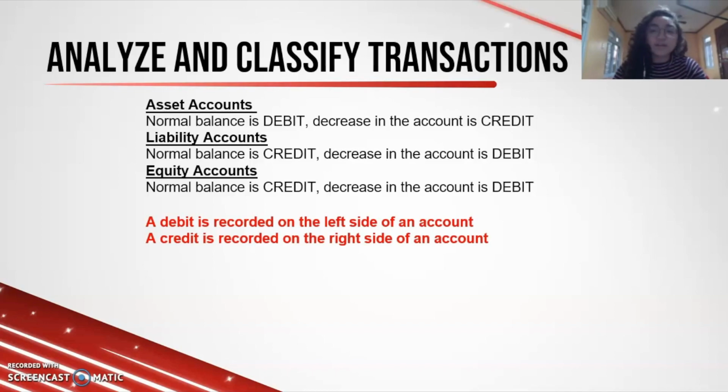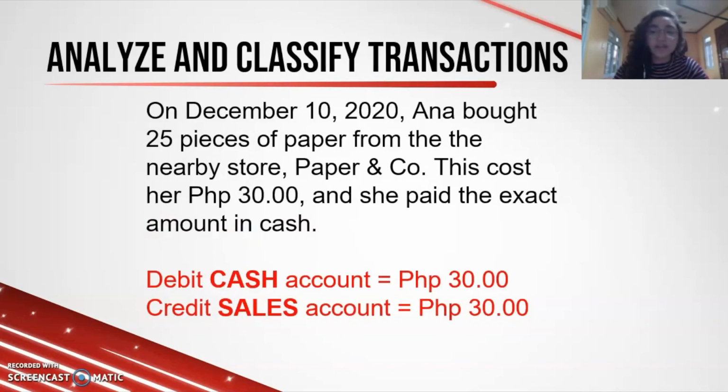So now that we have identified which accounts are for debit and credit, here is an example. On December 10, 2020, Anna bought 25 pieces of paper from the nearby store, Paper & Co. This cost her 30 pesos and she paid the exact amount in cash. So the accounts here will be cash to represent Anna's payment and sales for the income received by Paper & Co. So we will debit the cash account for 30 pesos and we will credit the sales account for 30 pesos.